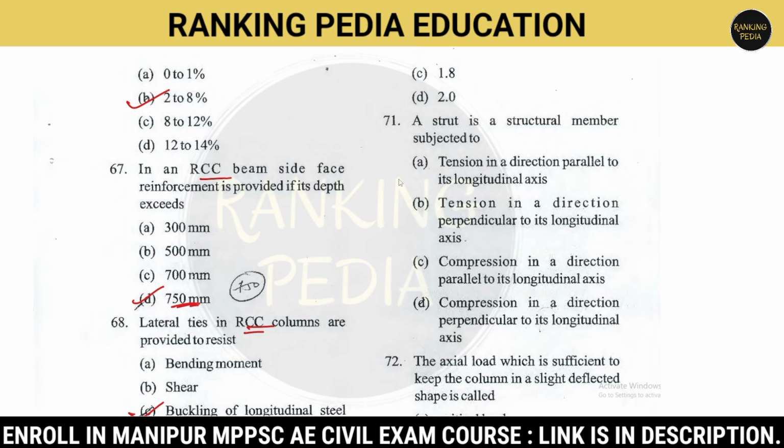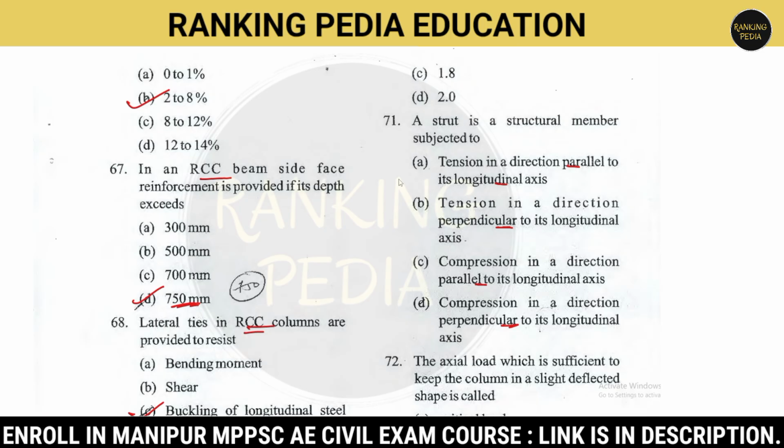Next question is question number 71. A strut is a structural member which is subjected to which of the following? Option A is tension in direction parallel to its longitudinal axis. Option B is tension in direction perpendicular to its longitudinal axis. Here it is parallel, here it is perpendicular. Option C is compression in a direction parallel to its longitudinal axis. Option D is compression in a direction perpendicular to its longitudinal axis.